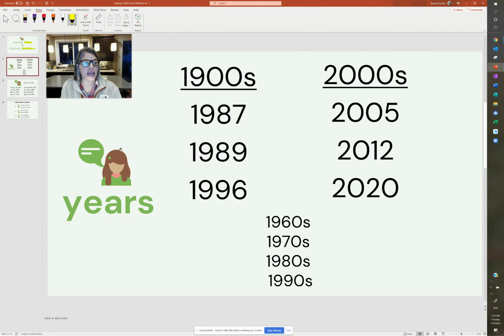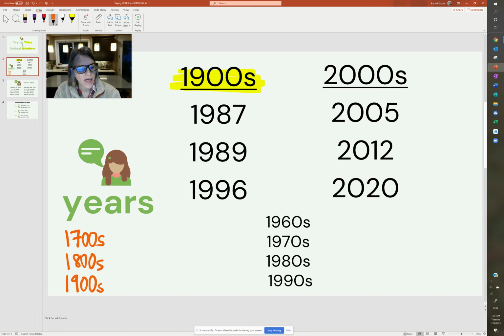How do we say years? Well, the first thing I want you to notice is this right here. And I wrote the 1900s. I also want to show you this, the 1700s, the 1800s, the 1900s. And this is how we say a whole century, right? So the 1700s is 1700 to 1800, and then 1800 to 1900, and then 1900 to 2000.